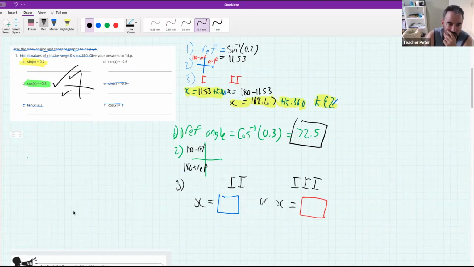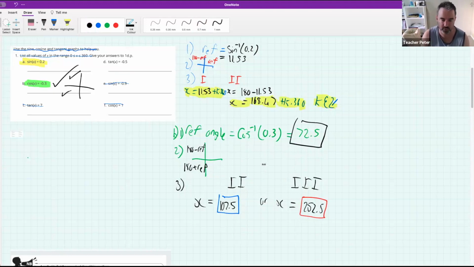What do we think goes in box number 1? Well, 180 minus 72.5 will give me 107.5. And over here, 180 plus the reference angle is going to give me what? 252.5. Now, these are specific solutions, but I want to make this a general solution.